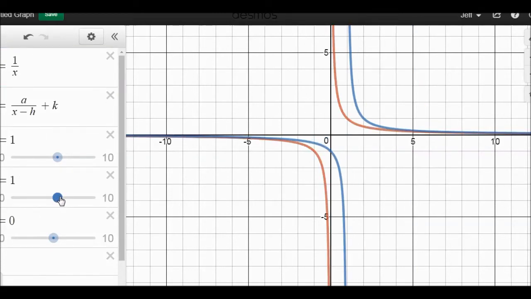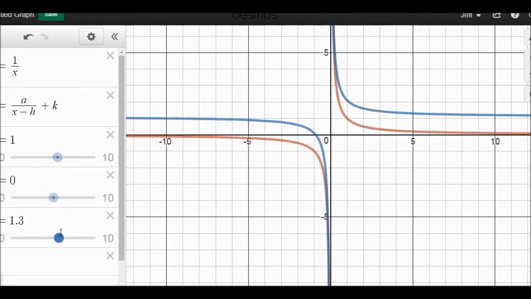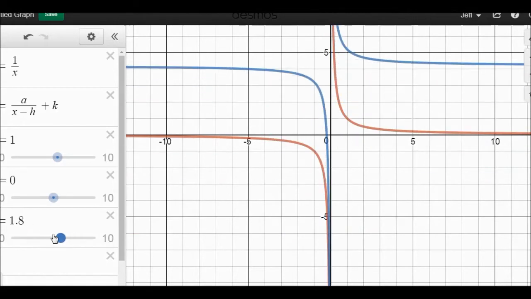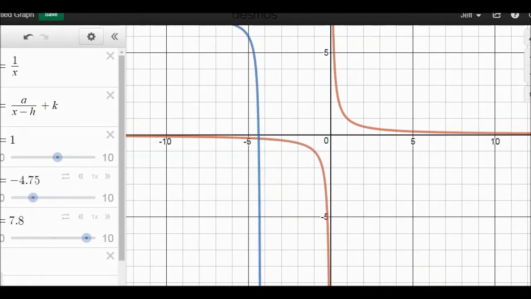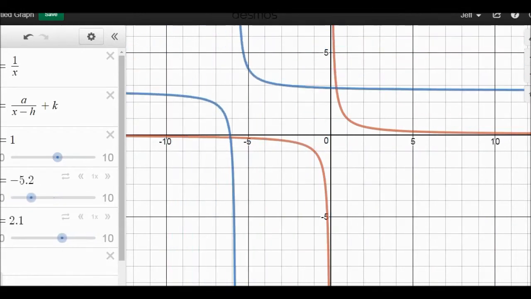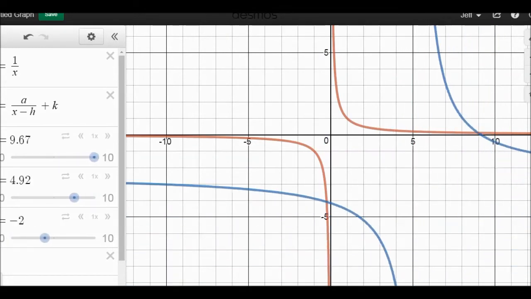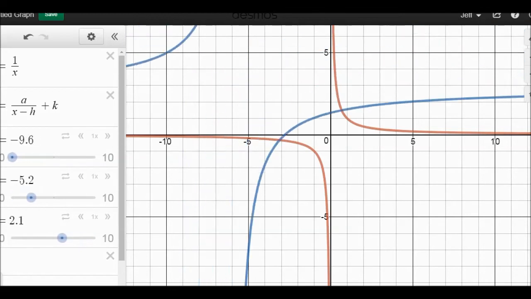Okay, very good. So let's go back to it. What happens with k? That's going to be a vertical displacement, up, down. So there's h moving left, right. Here's k moving up, down. That's pretty weird, eh? Let's let a move too. See what happens. Whoa. Cool.